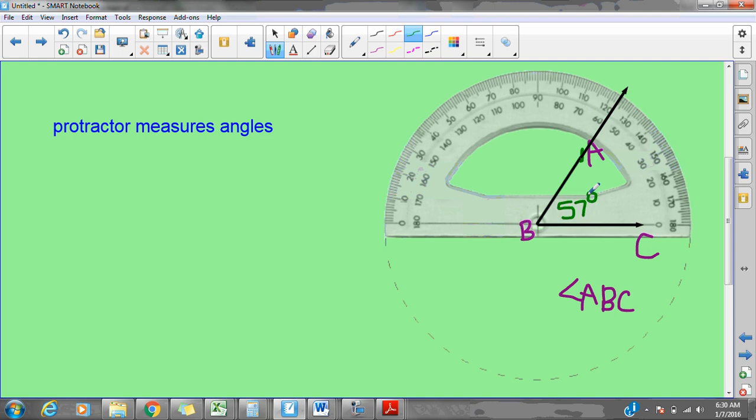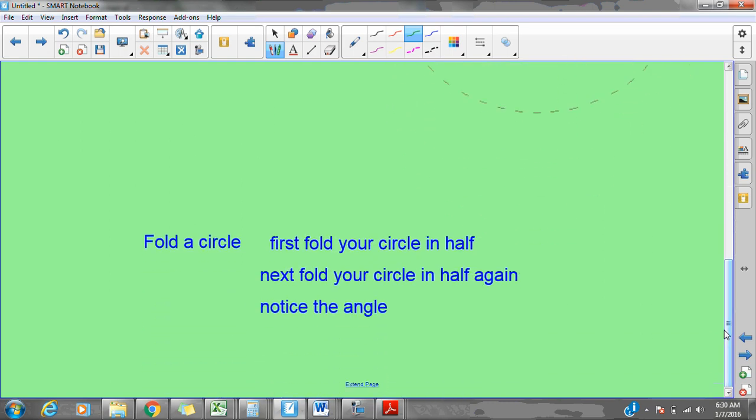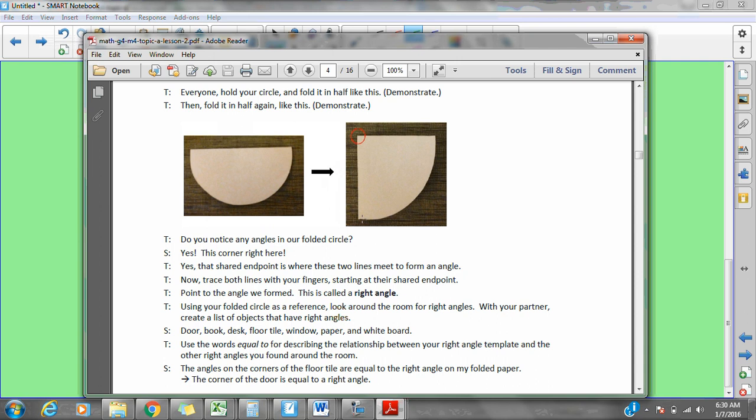You don't have an exact protractor yet, but you are going to make your own kind of protractor. The circle that you have right now, you're going to fold that circle in half, so both sides match. Next, you're going to fold it in half again. When you're all done, your circle should look just like this. You should notice that there's an angle there.